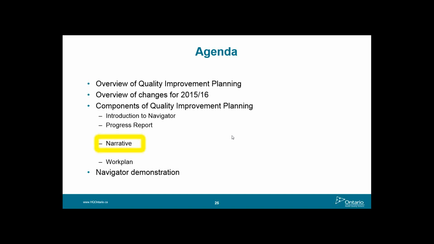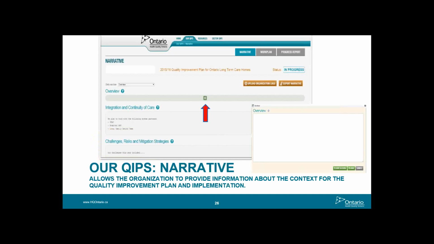Okay, so we're going to jump to the narrative. So here's the screenshot for the narrative section of the QIP. It's actually really simple. It lists all of the headings down on the left-hand side. And then what you do is just click on the plus button, and it brings up a pop-up box where you type in your response to that overview heading.